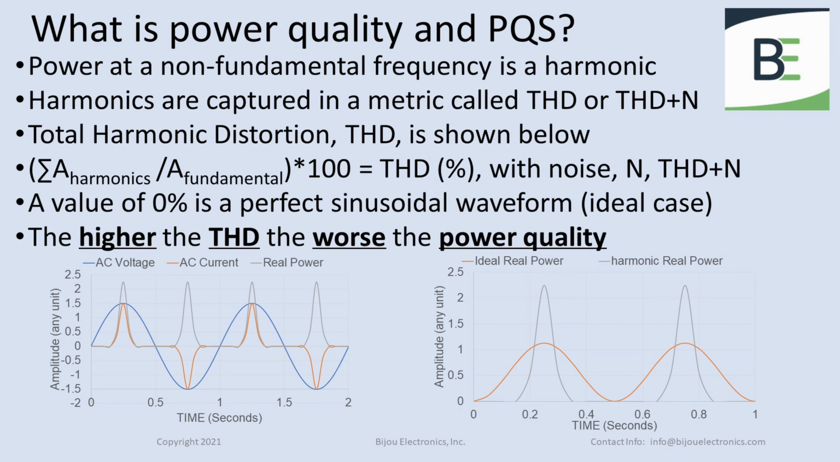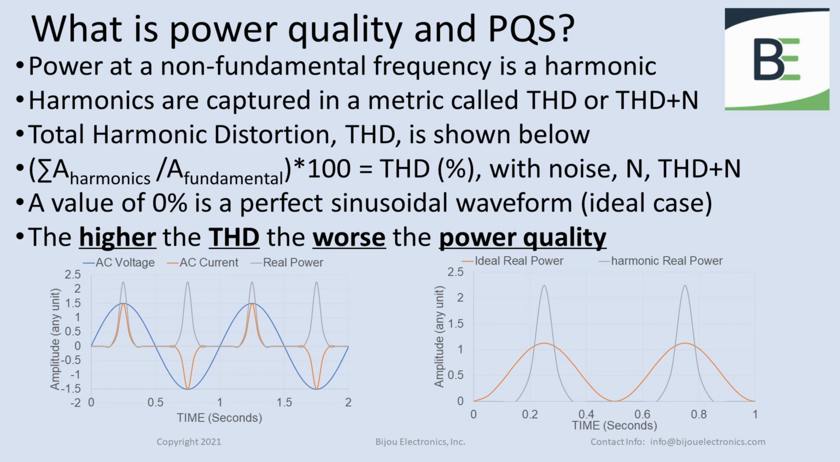This can also contain the other information in a spectrum. This will be called noise, or THD plus N. The basic formula is shown, and this essentially boils down to the sum of the amplitudes of the harmonics divided by the amplitude of the fundamental frequency. So again, another ratio. It is multiplied by 100 to make it a percentage.